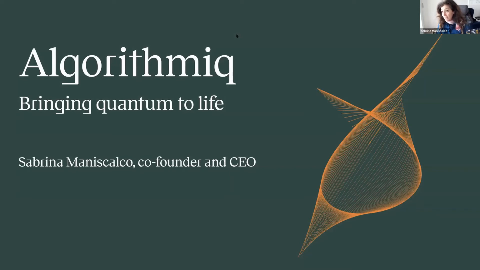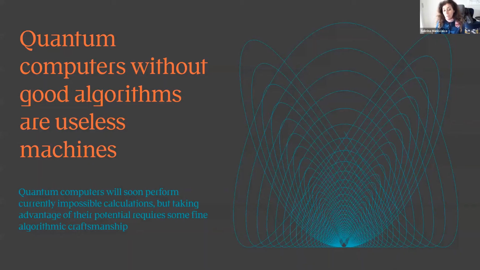As you say, Algorithmiq is a young company. We are a startup founded less than a year ago, actually, and we already went through our successful first round of seed funding. What Algorithmiq does is we bring quantum to life. We are a company on quantum algorithms, and we believe that quantum computers without good algorithms are basically useless machines, especially now. Quantum computers, we know, will soon perform perhaps impossible calculations in the long future, on the long road towards fault-tolerant quantum computing. But nowadays, especially for near-term devices, they really require some fine algorithmic craftsmanship.